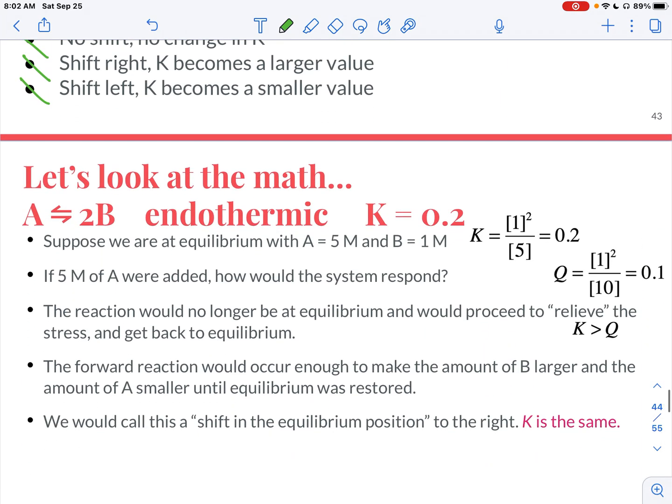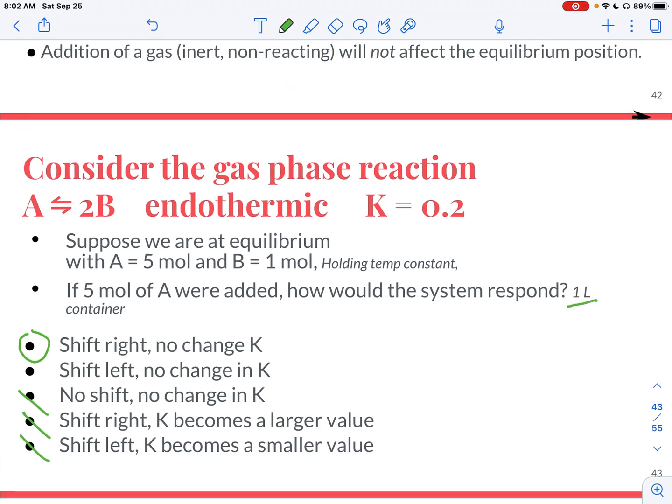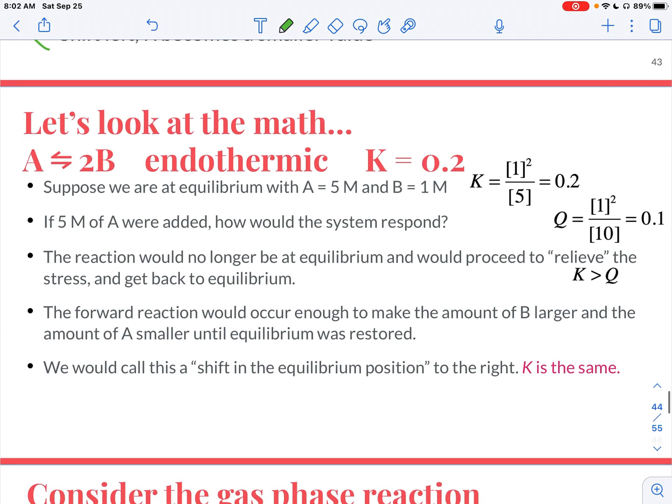So if you want, you can take a look at the math since we know how to do equilibrium expressions. Okay? So if we were at equilibrium with 5 moles, we're assuming a 1 liter container here. I think that's up here somewhere. Yeah, 1 liter container. So when we said 5 moles, that's 5 molar, and 1 mole is 1 molar, okay? If we plug that into our equilibrium expression, we get our K of 0.2. All right, so that's what we just did. That's equilibrium done.